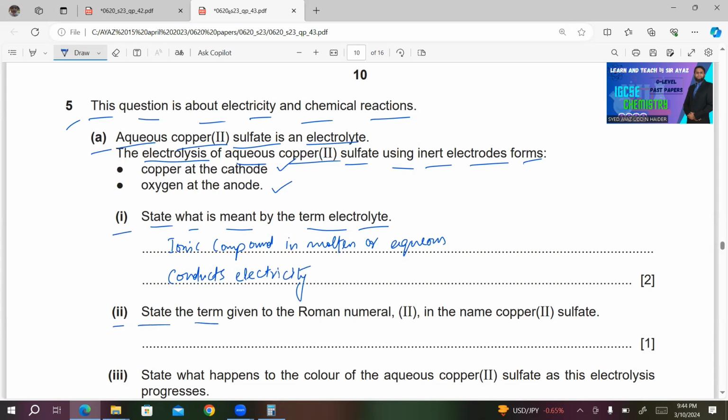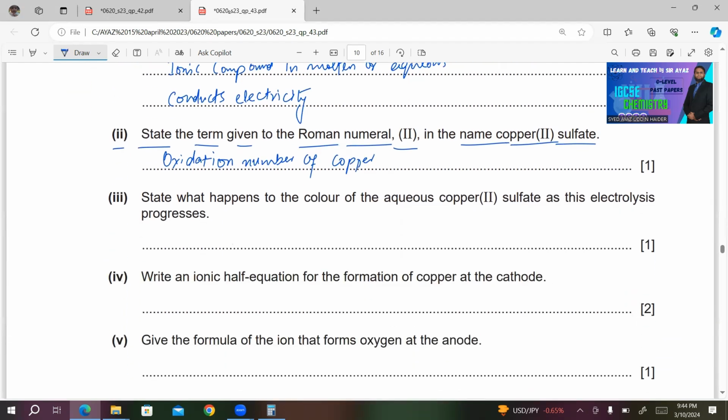Number 2, state the term given to the Roman numeral 2 in the name copper 2 sulfate, its oxidation number. Of copper here. You have to mention because this number belongs to copper in this name. Number 3, state what happens to the color of the aqueous copper 2 sulfate as this electrolysis progresses. Color fades away or becomes colorless.